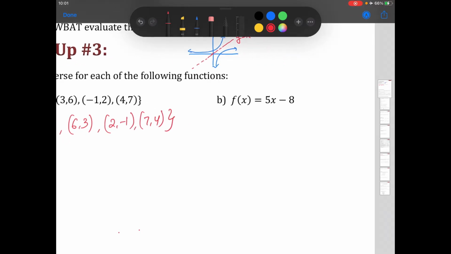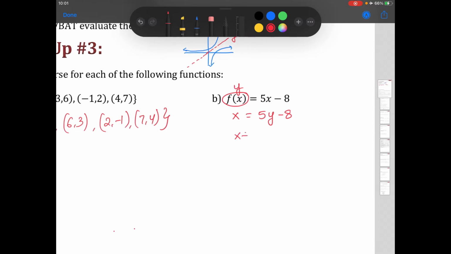So now when you are given an equation and you want to find the inverse, you switch the x and y. That's your first step. So it'll be x equals 5y minus 8. Remember, f of x is the same thing as y. So I switch the x and y, and now you solve for y. So it'll be x plus 8 equals 5y. So y is equal to x plus 8 over 5.